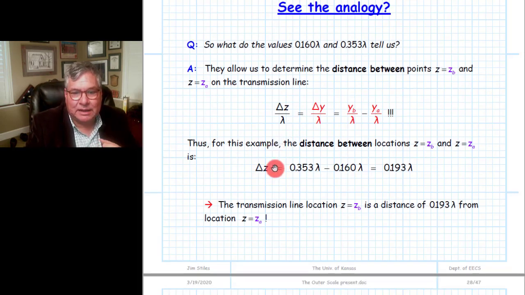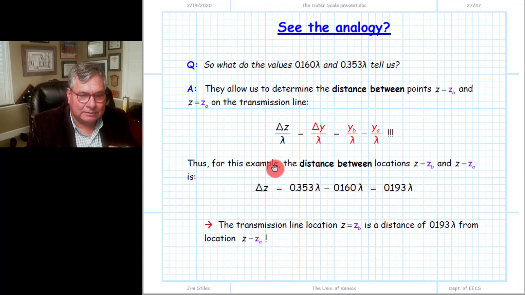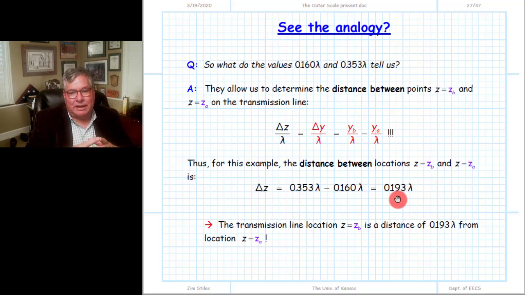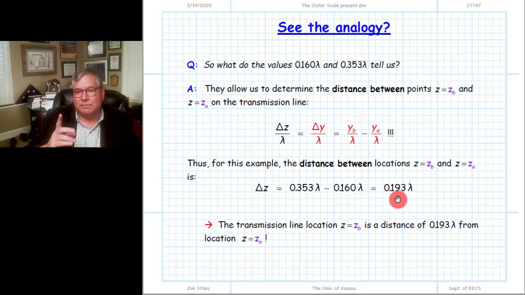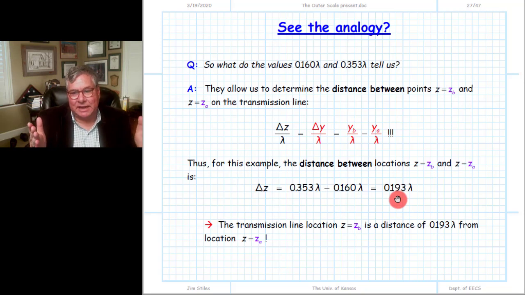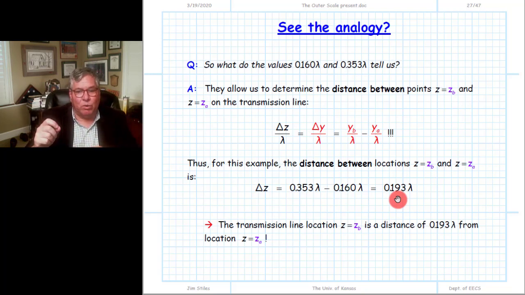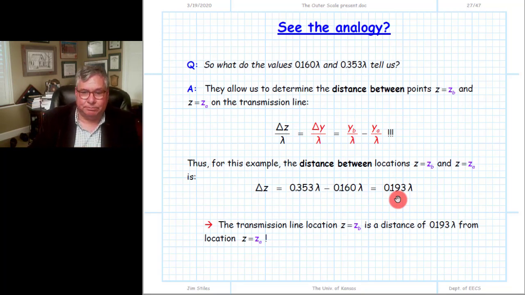So for example, in this example, we take the difference between the two values on the outer scale and we get a result of 0.193 lambda. 0.193 lambda is the distance that we move from ZA to ZB. I don't know what the index of ZA or ZB are, and in most cases it doesn't really matter. What matters is how far we've moved in terms of wavelengths from one point to the other, and in this case it is 0.193 lambda.